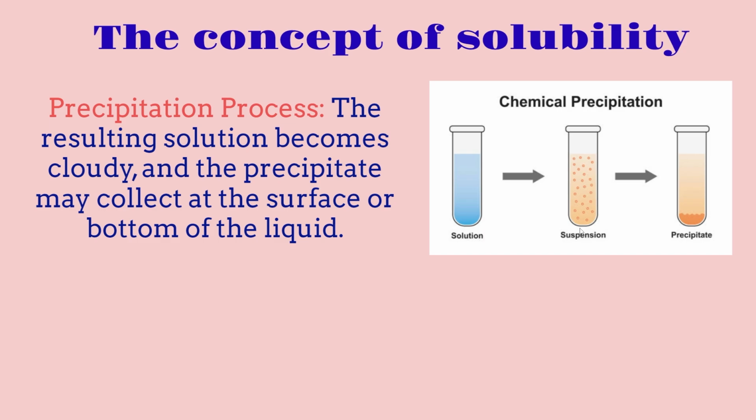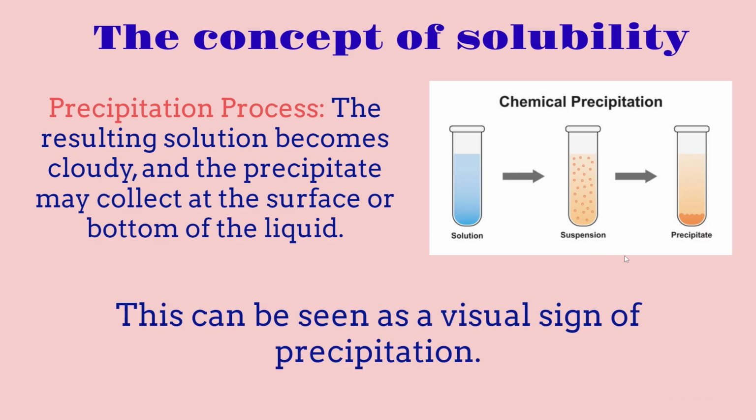So moving on, now we're going to talk about the precipitation process. The resulting solution becomes cloudy, and the precipitate may collect at the surface or at the bottom of the liquid. As we said in our previous slide, the precipitate can either sink all the way down, just like this one here in this picture, as a clump of solid, or it could also be floating at the top of the liquid, and it is still a precipitate in that case as well. And the resulting solution becomes cloudy, as we said, and this is seen as a visual sign of precipitation.